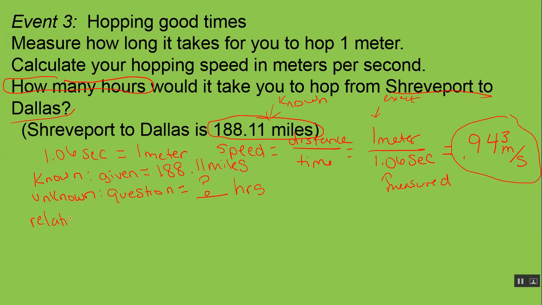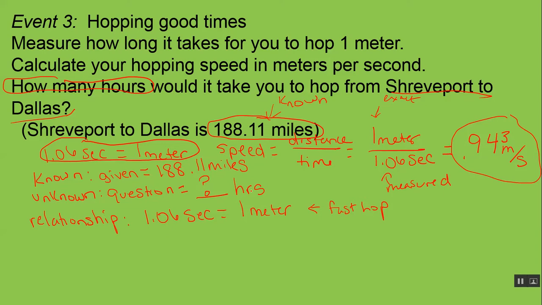Now, one of our relationships we actually already came up with today as we were doing the activity. It should look really familiar. That looks like a relationship, right? Because it's saying that one thing equals another, because it does. So one of our relationships could be, at least for me, that 1.0 seconds equals 1 meter, right? That was how fast I could hop 1 meter. So that's a relationship. Are there others? Absolutely.